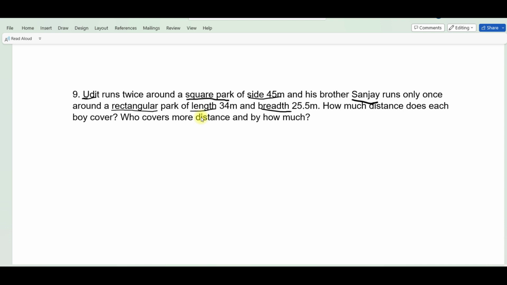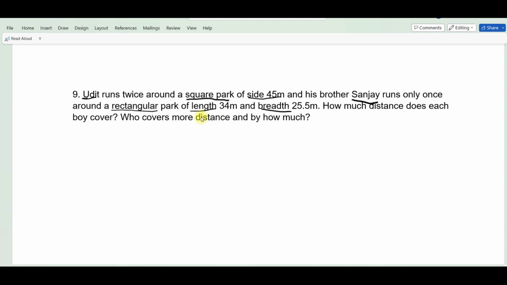Okay, so first you will have to understand this, and after that they are asking how much distance each boy covers. So depending on the square park and the rectangular park, we'll have to find the total distance of this, and after finding the distance we will have to see who has covered more distance. Okay, so let's understand now.